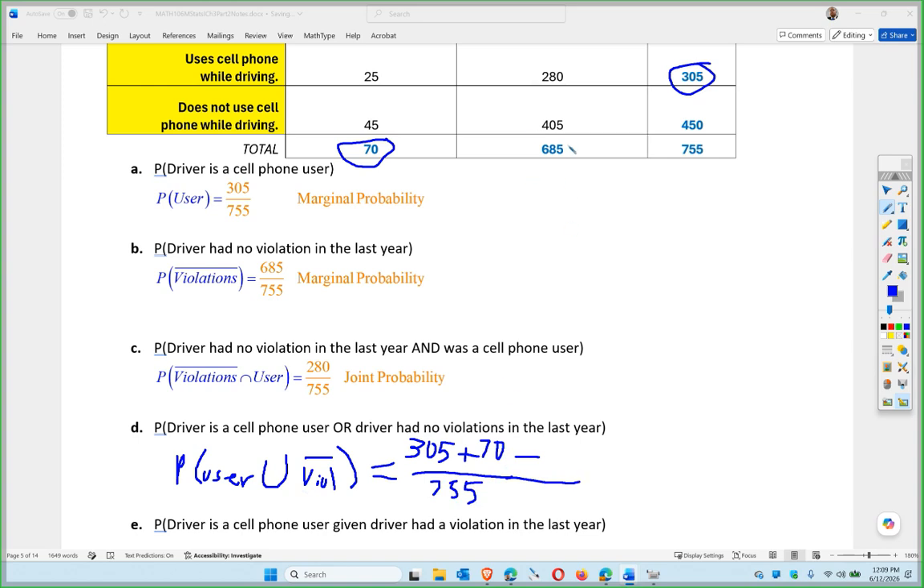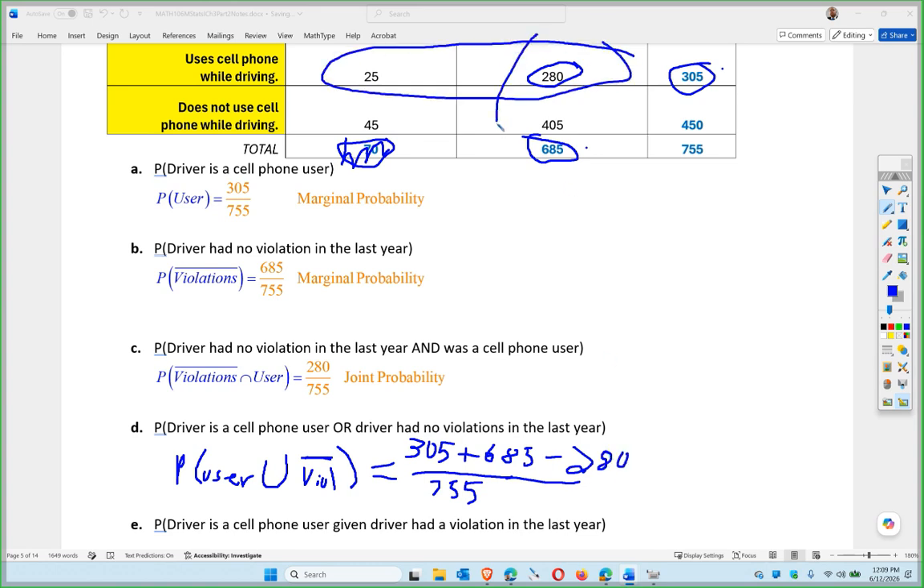Okay, I'm sorry, no violations, 685. I said that's wrong. Let's erase that. I am sorry. 685. I just noticed it was no violations, right? So users and no violations. But there's an overlap of 280, isn't there? Because I counted two different ways. I counted these and I counted these to get those two numbers. So I counted 280 twice. That's the overlap. So this is the probability of user, this is the probability of no violations, and this is the probability of and, the probability of both.